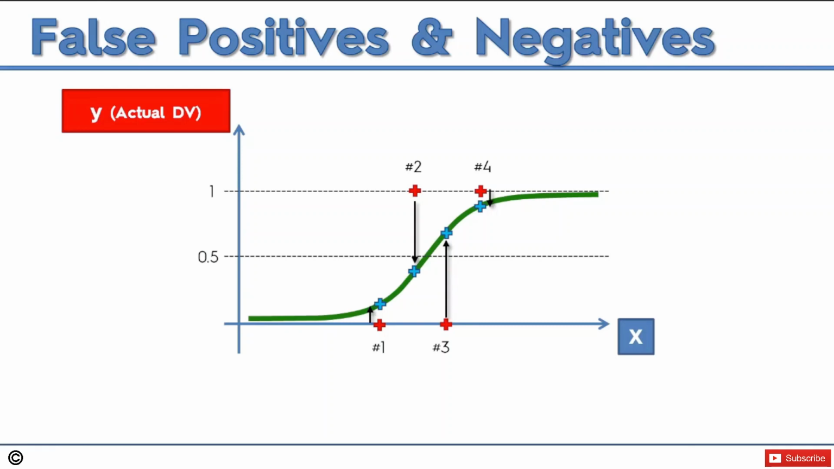Now, from here we can say what the probabilities are. You just have to project to the left, and you can see approximately that for observation number 1, it's about maybe 20%, 10, 15%, let's say 15%. Observation number 2, it's about 40%. Observation number 3, I would say about 70%. Observation number 4, about 85%.